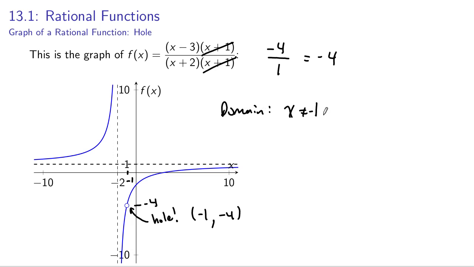Actually, the domain is also x is not equal to negative 2, because of the vertical asymptote. Because both those divisions by zero are in the denominator, that's the domain of this rational function. Now, while we're on the topic of domain, the range won't include the horizontal asymptote because you never get an output of 1. So the range would be f of x is never equal to 1. Otherwise, it's all other real numbers.